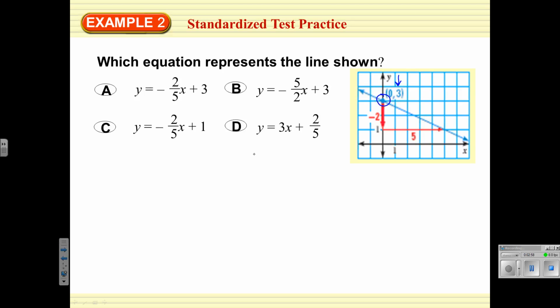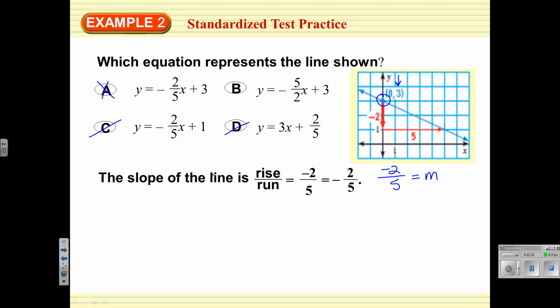So which one of these equations shows a y-intercept of 3? Well, this one definitely does not. And this one has a y-intercept of 2/5, so that one does not. So it has to be one of A or B. Well, my slope, my change in y is -2, and my change in x is +5. So my slope is -2/5. So obviously then A is my correct answer because we just substitute my y-intercept and substitute in my slope.